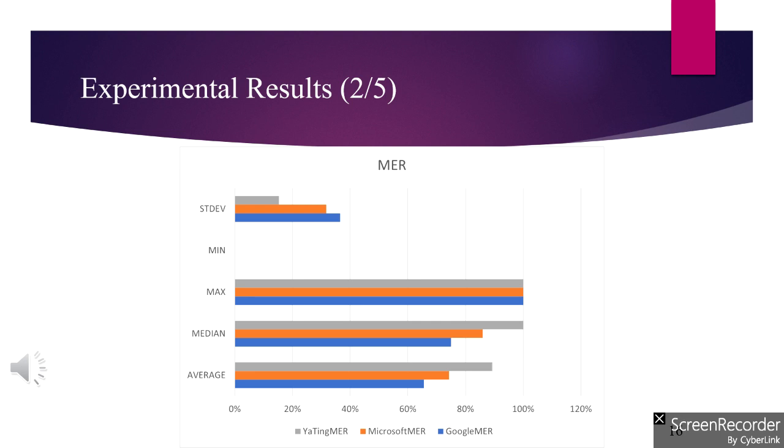The standard deviation of Google's MER is 37%, Microsoft's is 32%, and Yating's is 15%. The standard deviation order is Yating, Microsoft, and Google. The order of average MER is Google, Microsoft greater than Yating.